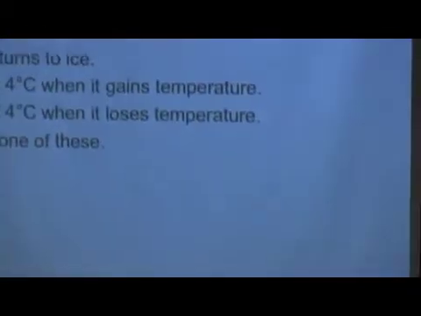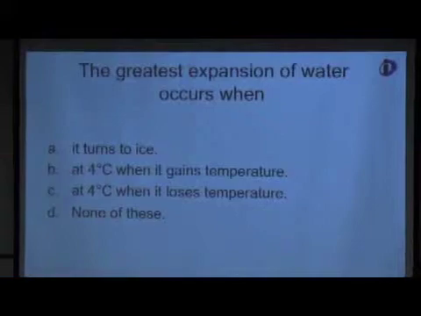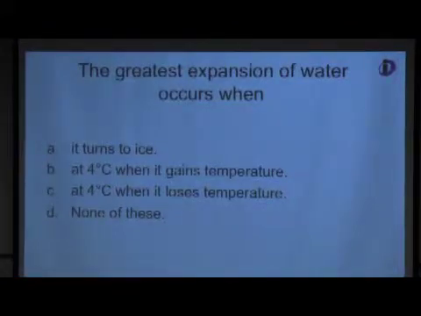Okay, go. This one's on the ice and water. When it freezes, remember there's that change in density thing. See what you remember. This one specifically. Where's the greatest expansion of water occur? That H2O molecule can go through different phases, at different temperatures. When is it the greatest?